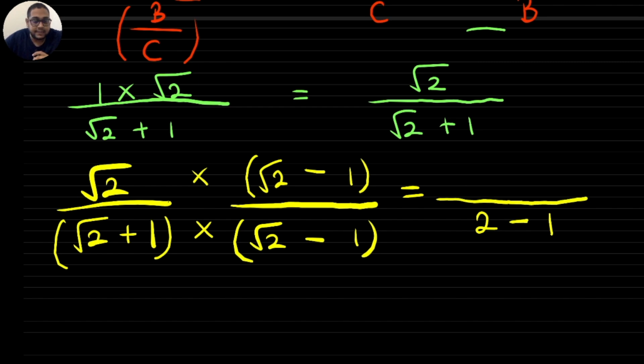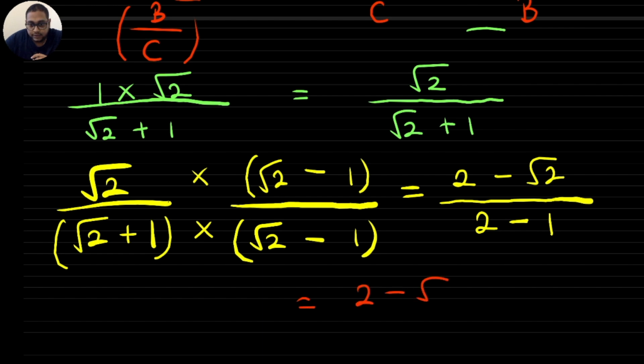And we have to carefully expand our numerator. Root 2 multiplied by root 2 would be 2, and root 2 multiplied by negative 1 would be minus root 2. So 2 minus root 2, that is your numerator, over 1, and your final answer would be 2 minus root 2.